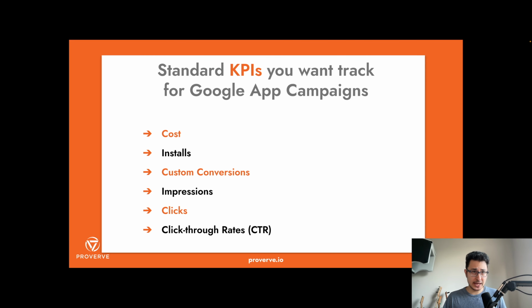Clicks, pretty self-explanatory. Someone clicks on the app. Within the Apple App Store or Apple Search Ads ecosystem, they call it taps, so when someone taps on an ad rather than clicks, but a click and a tap is essentially the same thing. Click-through rate, CTR, is basically the amount of clicks you've had divided by your ad impressions as a percentage. There's no baseline or average metric you should strive for. If you're doing above a 1.5% click-through rate, you're doing well. You're doing better than most.